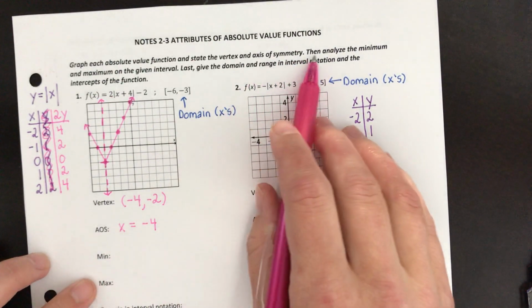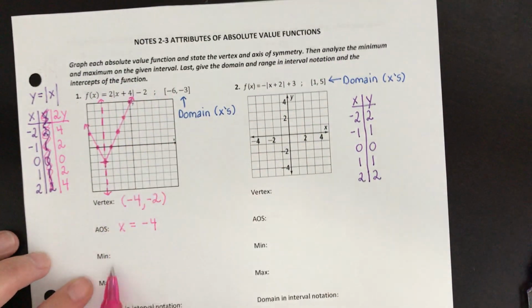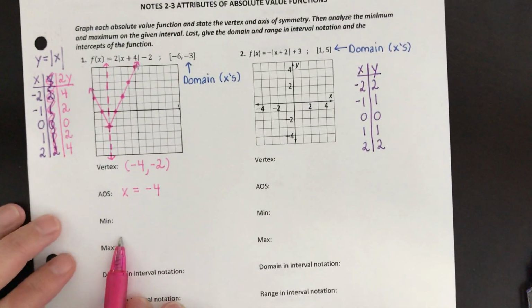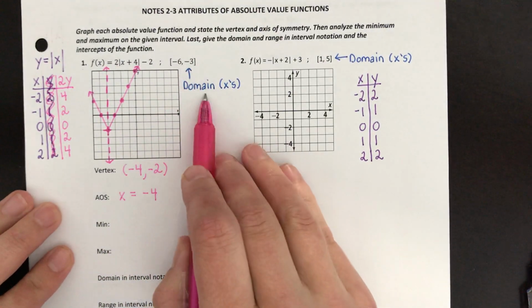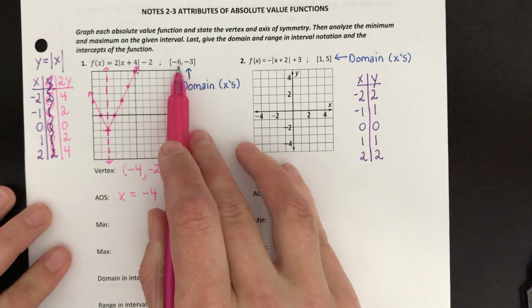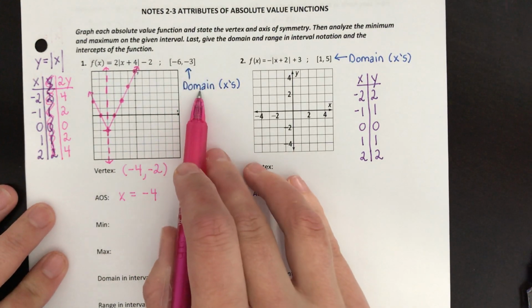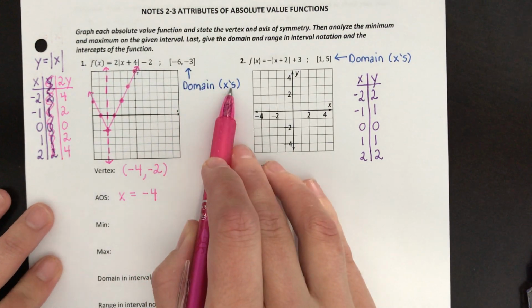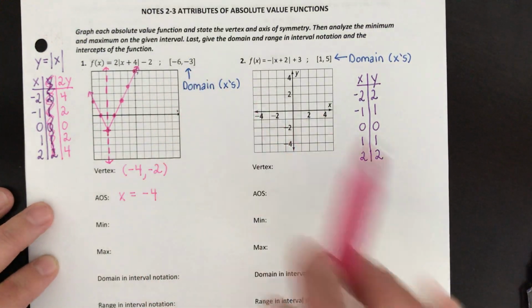Okay, so now let's get to analyzing the min and max on the given interval. I've already written this note here. Remember that this boundary here is a domain. They're giving you the domain, or the x's. So my interval is -6 to -3.